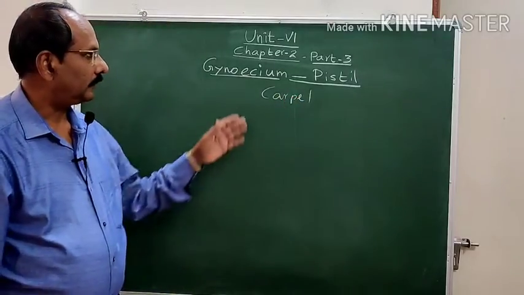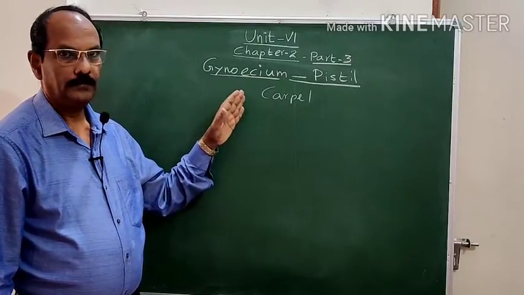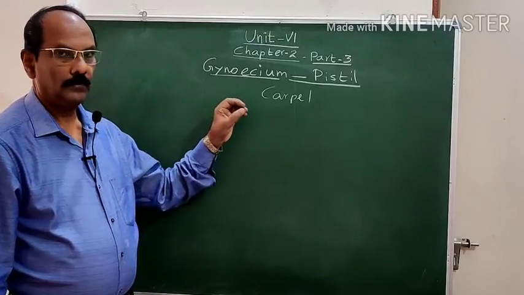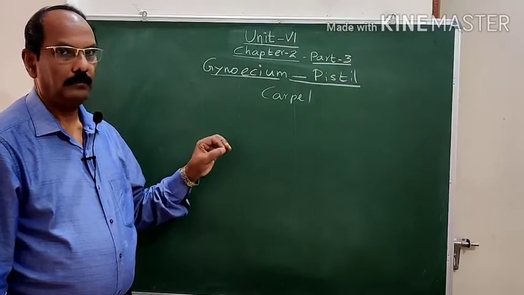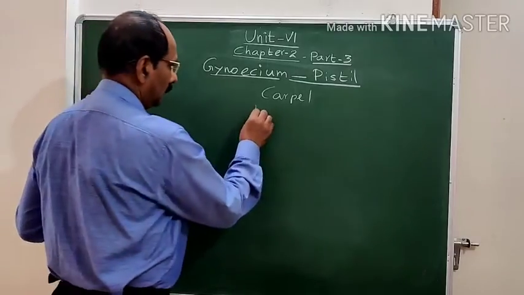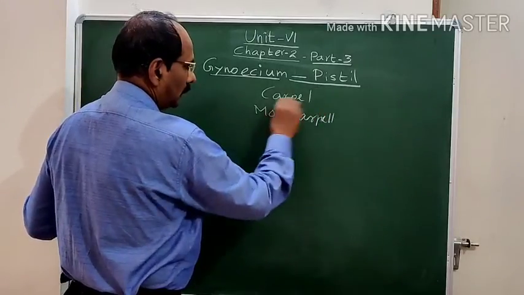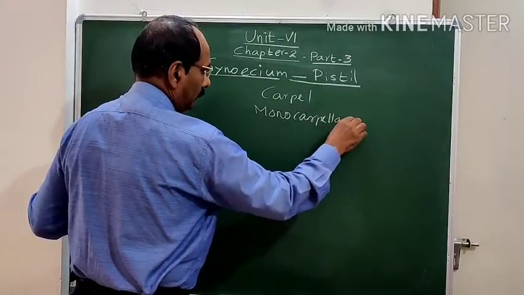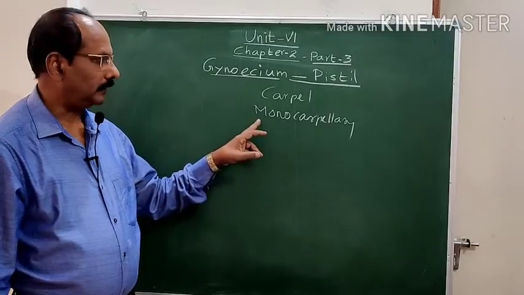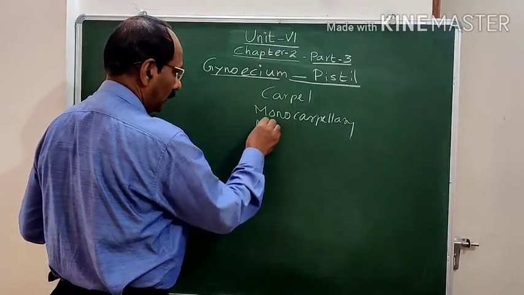So let us study the different aspects of this pistil. The pistil is the unit of the female reproductive structure that is known as the gynoecium. The number of pistils may be one or it may be many. If only one pistil is present, it is known as monocarpellary. See the technical term monocarpellary, because the pistil is also known as the carpel. So monocarpellary means a flower having a gynoecium with only one carpel. And if more than one carpel is present, it is known as the multicarpellary condition.